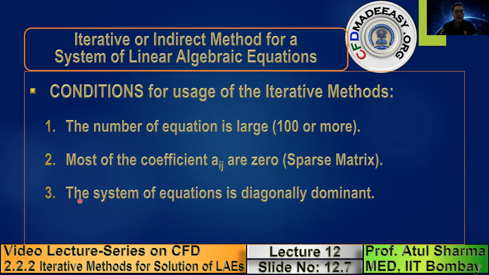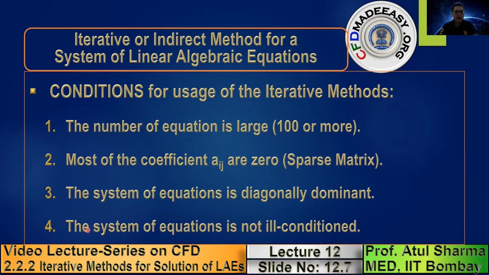The third condition is the system of equations is diagonally dominant, because if the system of equations is diagonally dominant, then your iterative method is guaranteed to converge. So we try to ensure this. And the fourth condition is the system of equations is not ill conditioned. So under these four conditions, we apply an iterative or indirect method. And these are the conditions which are encountered in CFD, which I'll present in the next slide.